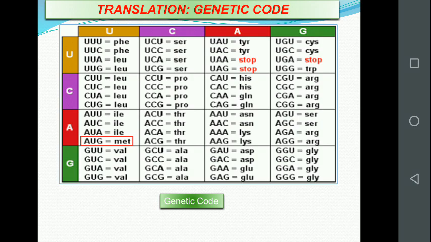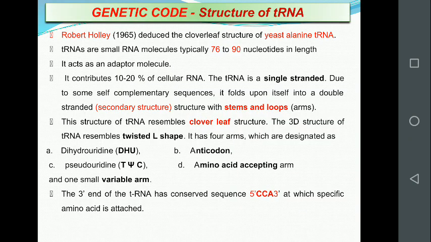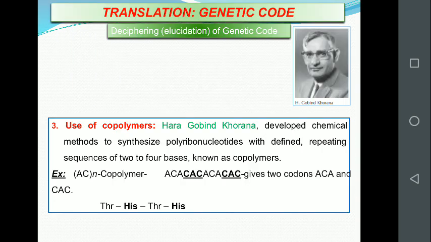So in this experiment, Khorana used copolymers. Copolymers means a short stretch of mononucleotides. Suppose we take a dinucleotide or trinucleotide, and if we polymerize these dinucleotides or trinucleotides, then we will get copolymers.